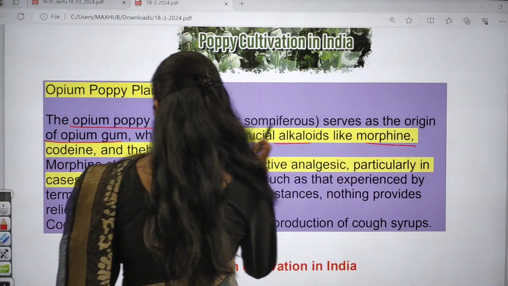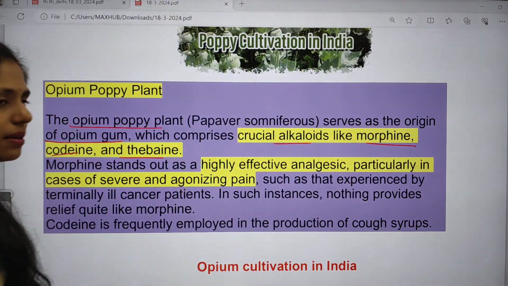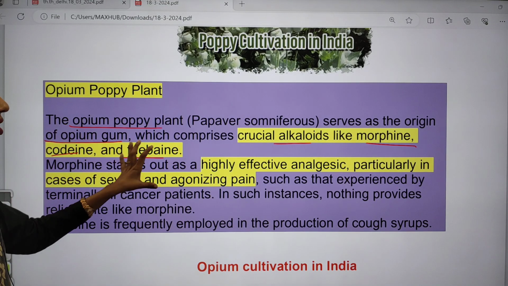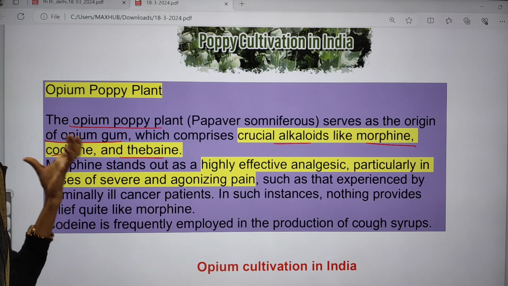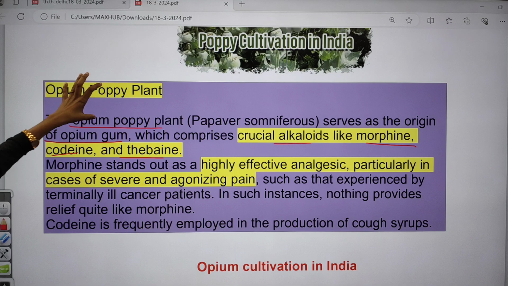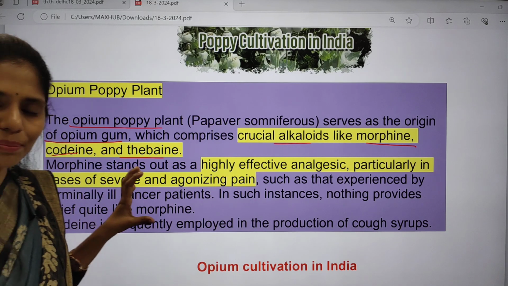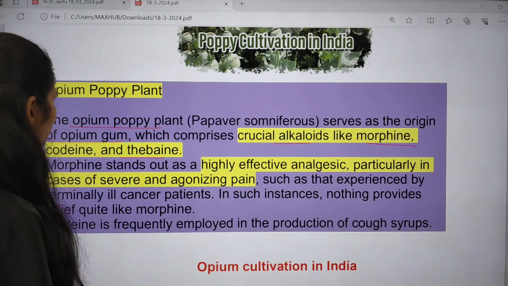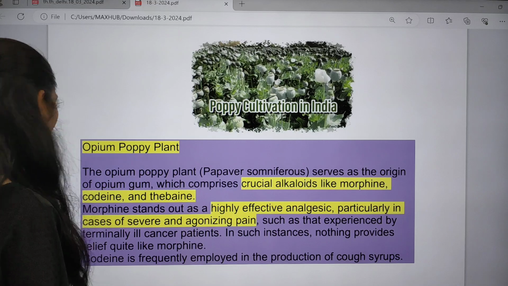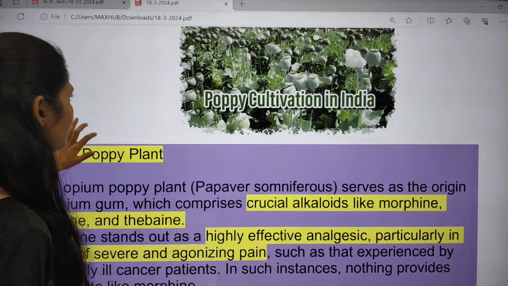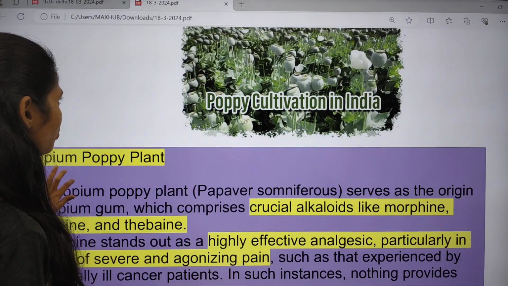They are morphine, codeine, and thebaine. So these are some important alkaloids which are present in the opium poppy plant. Normally I will show you an image of how the opium gum is extracted. So I will be explaining that.